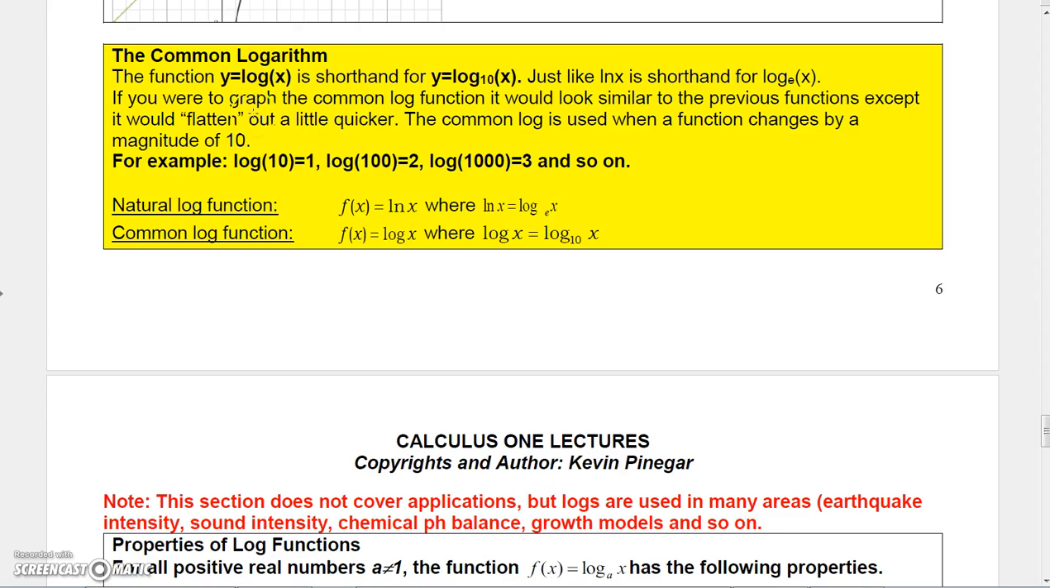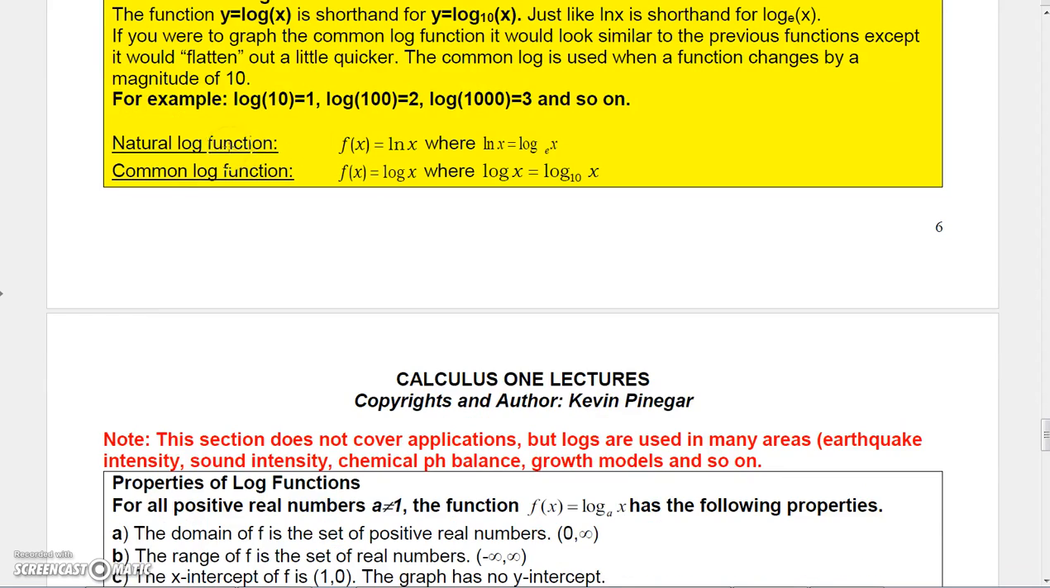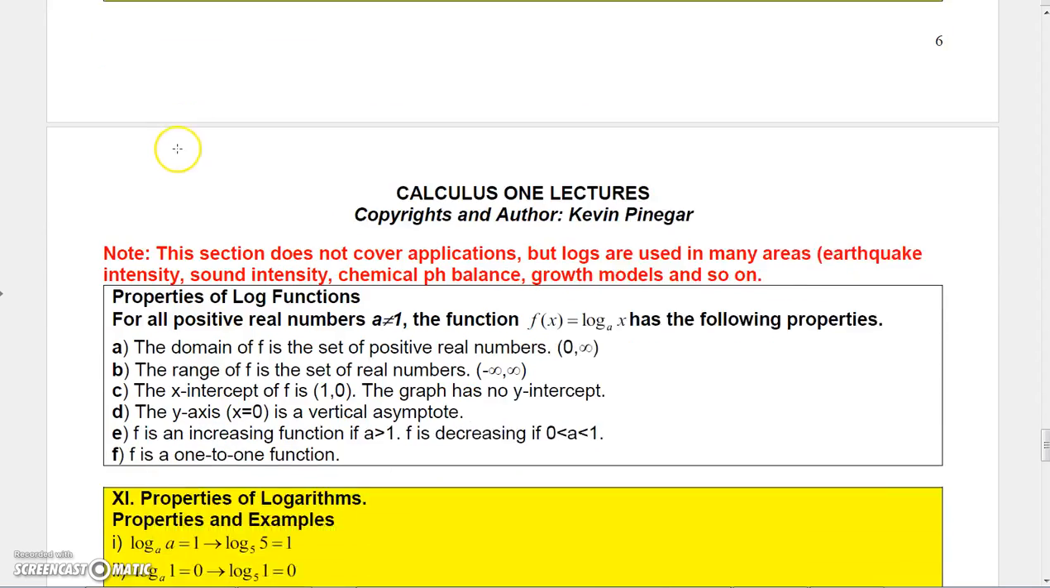The common log, y equals log of x, is just the base 10 logarithm. So, you know, log of 10 base 10 is 1, log of 100 base 10 is 2, and so forth, because that's just the base 10 logarithm. So the natural logarithm is like this, and it's base e, and the common log looks like this, and it's base 10.